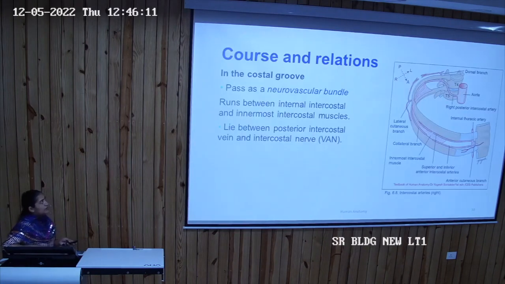Now what is the course and relation in the costal groove? Tell me, what is the relation? Everyone is talking, stop it, ma'am. So course and relation, everyone knows, I am not repeating it again. It is a neurovascular bundle that is running between the two muscle layers that I have already explained to you.